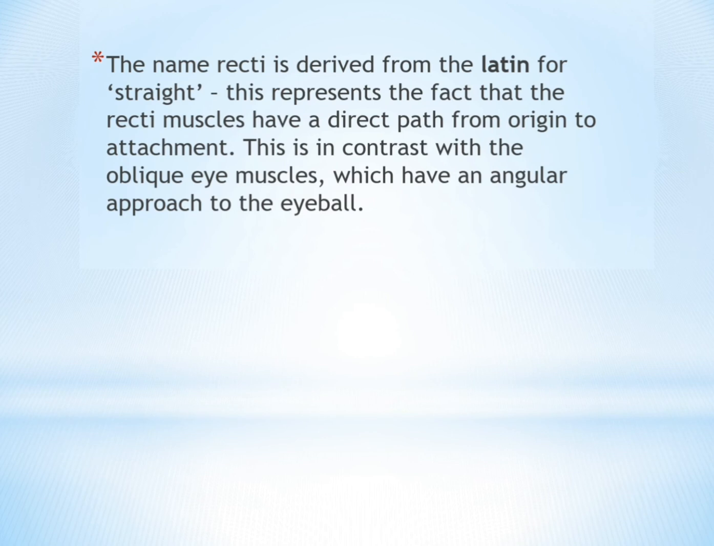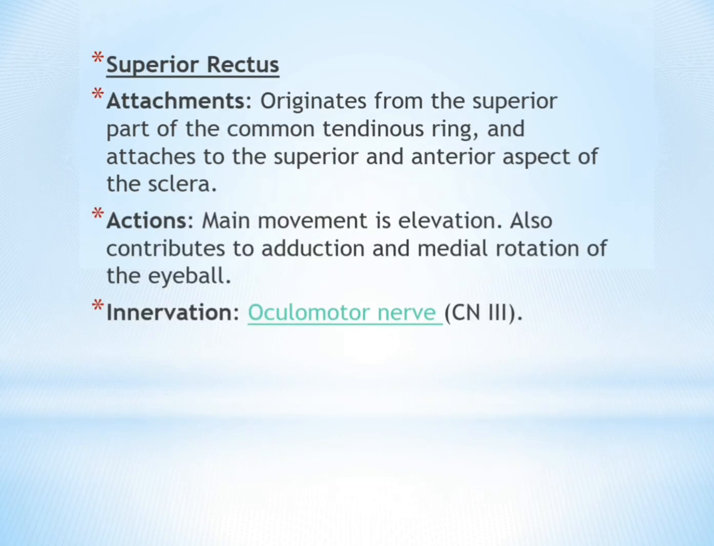The name recti is derived from the Latin for straight. This represents the fact that the recti muscles have a direct path from origin to attachment. This is in contrast with the oblique eye muscles, which have an angular approach.